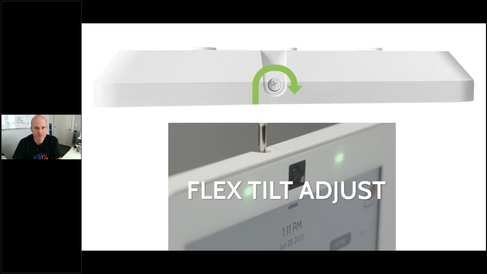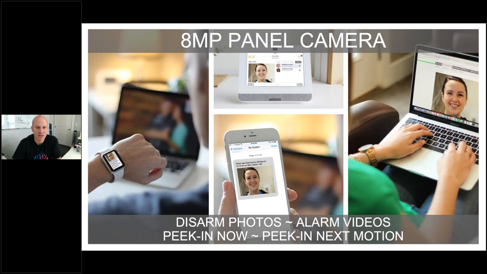And of course, just like Gen 2, these images can be pushed out across the ecosystem. They're stored on the panel, but you can get them on your phone or watch or computer. They can come in push notification, text, email, all sorts of ways that alarm.com can deliver those to you. You can even peek in now or peek in next motion. So directly from the app, you can request an image on demand, or you can request an image that says, hey, next time somebody walks in front of the panel, then give me that image, which is really, really nice.